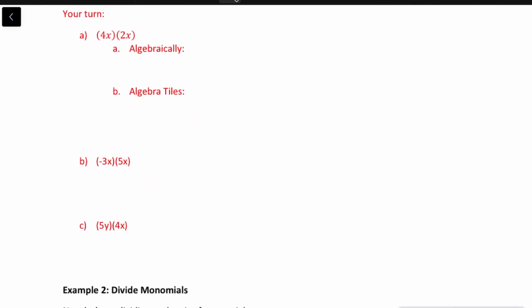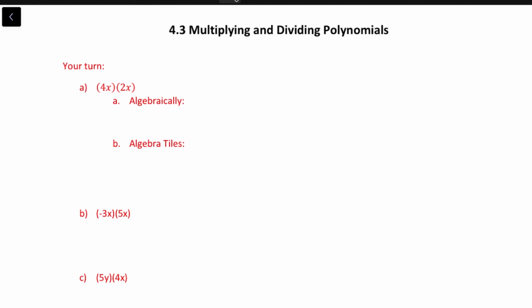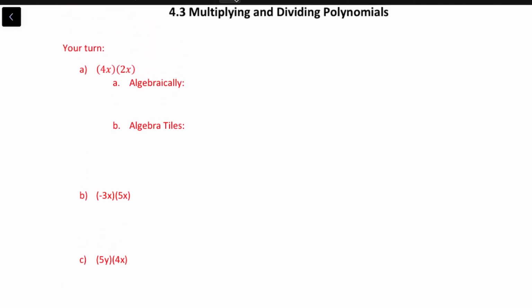All right, give this a shot. It's your turn. You got 3 different examples. I want you guys to show your algebra tiles for at least the first one. Okay, B and C, you can do it just algebraically if you like, but for A, you need to show both the algebraic and the algebra tiles as well. All right, so go ahead and pause the video, work on that. Try, fail, try again, and then when you're ready to see me go through them, unpause the video and we'll continue together.